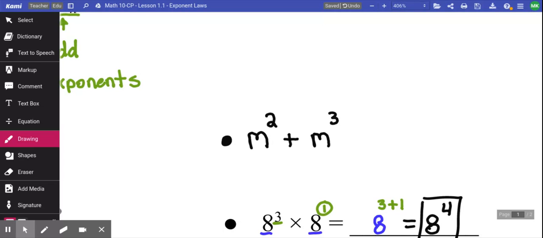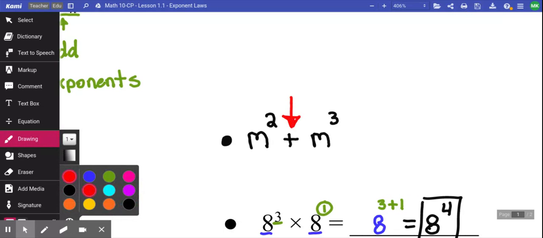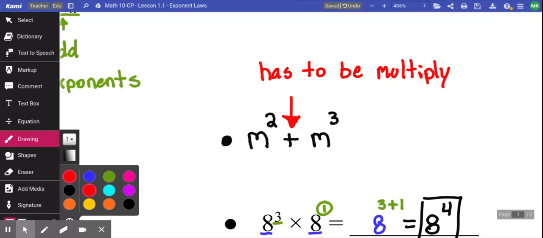People look at that and we get so in the habit of adding our exponents, because that's what we do, that we forget the only way you can add your exponents is if you're multiplying your bases. This is adding your bases. If you're adding your bases, you can't combine those things. There's no way to write that as a singular power. It has to be multiply. If it's not multiply, then we can't do anything with it.